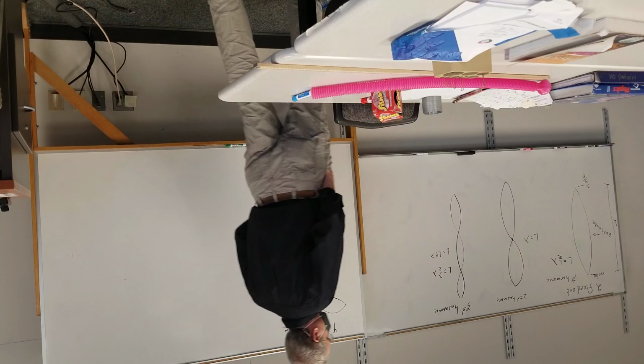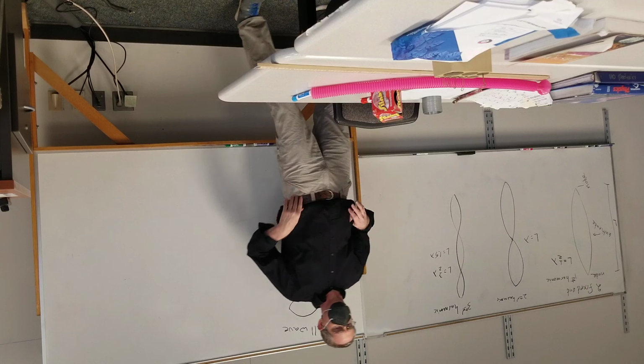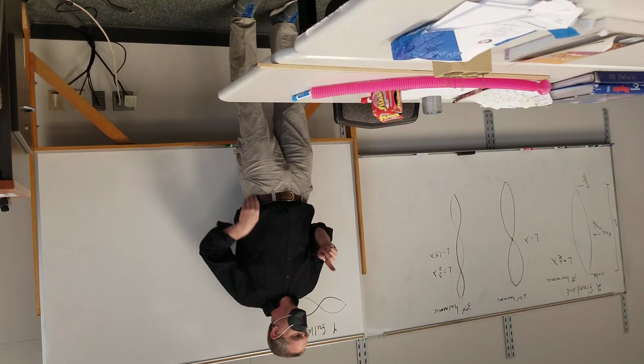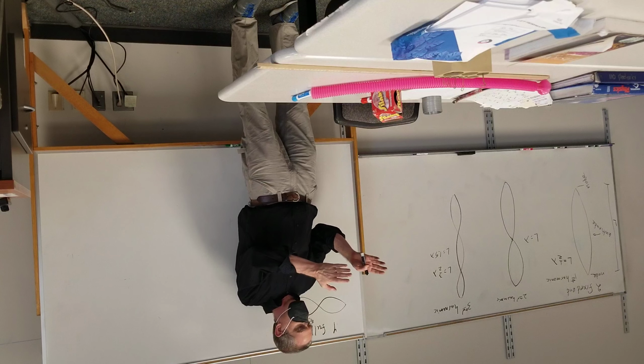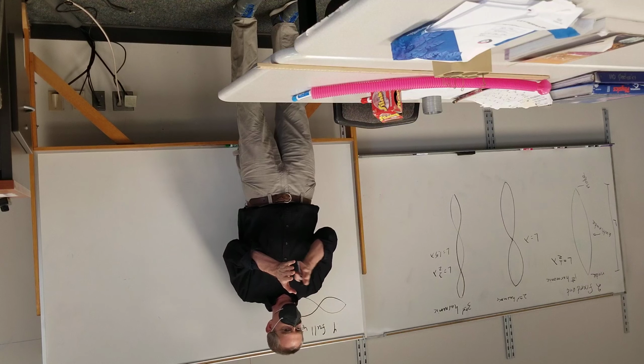Matter of fact, this is 2 fixed ends, we'll look at 2 free ends, and then 1 fixed, 1 free. And the one thing that is common to all of them is that every time you go to the next harmonic, you add a half a wave.